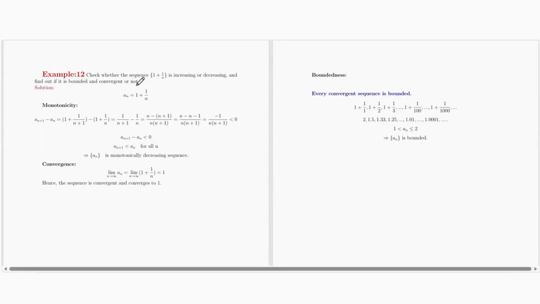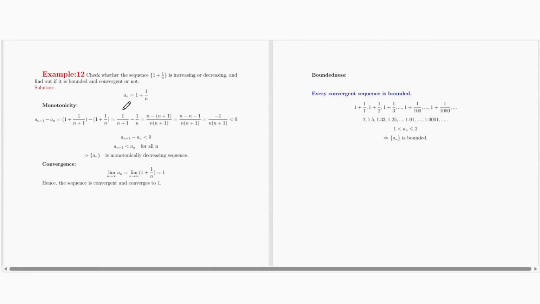Example 12. Check whether the sequence 1 plus 1 upon n is increasing or decreasing, and find out if it is bounded and convergent or not. This question contains three sub-questions. First, we need to check whether the sequence is increasing or not. Second, we need to check whether the sequence is bounded or not. And third, we need to check whether the sequence is convergent or not.